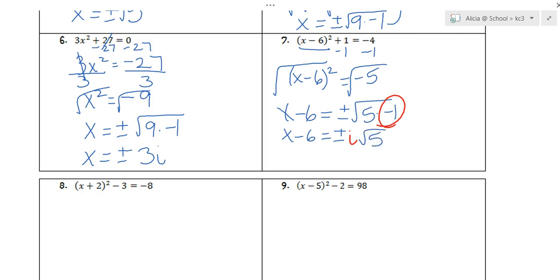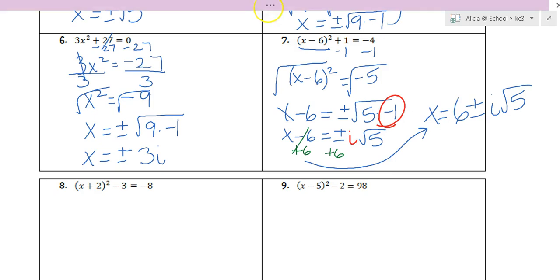All right, so there is no square root of 5. I'm not done yet. I have to isolate that variable still, and it's currently being subtracted by 6. So I want to add 6 to both sides. All right, so my answer then is going to be, I'm going to draw a little arrow over here, x is equal to, if I was adding 6, I have 6 plus or minus i times the square root of 5. Right, so that is my answer.